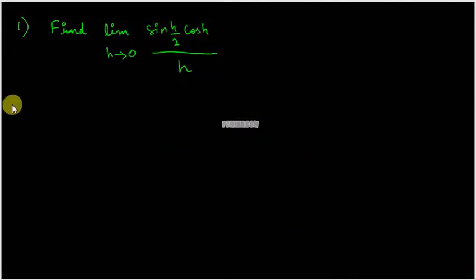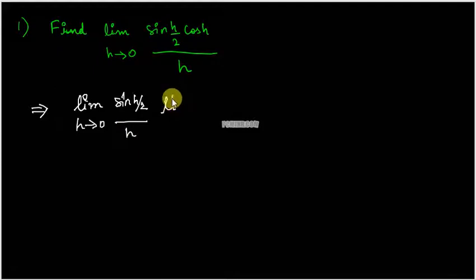Let's see how to solve this question. It says find the limit h tends to 0 for sin h by 2 into cos h upon h. So we know that limit of products can be converted into product of limits. So we can write them separately as limit h tends to 0 sin h by 2 by h times limit h tending to 0 into cos of h, right? So first step is this, you just separate the limits as a product of two limits.